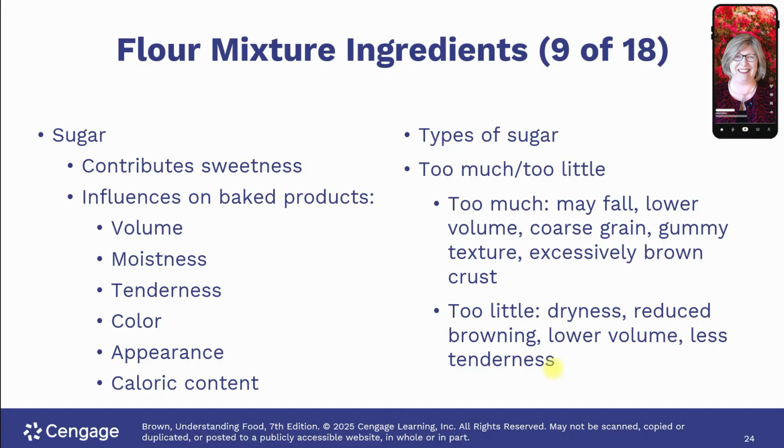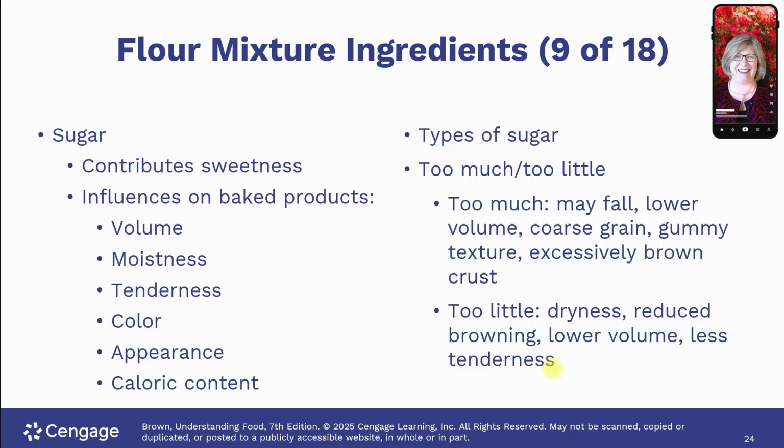There are problems if you use too much or too little. These are important. These are the types of questions that you would see in a food science section on an RD exam. This is basic food science information. So too much sugar might cause the baked product to fall, have lower volume, a coarse grain, gummy texture, and excessively brown crust. If there's too little sugar, you might have dryness, reduced browning, lower volume, and less tenderness.